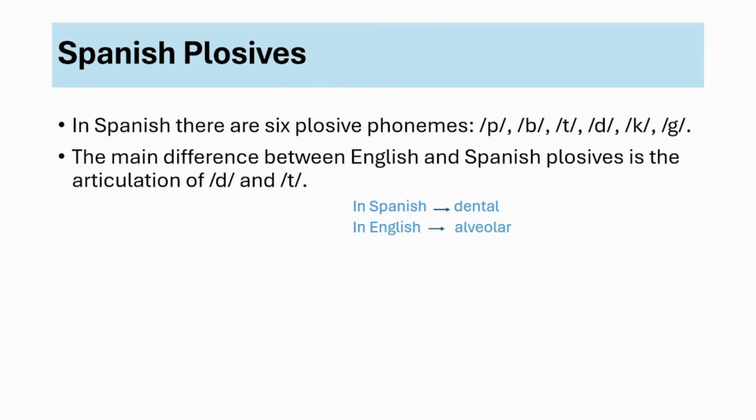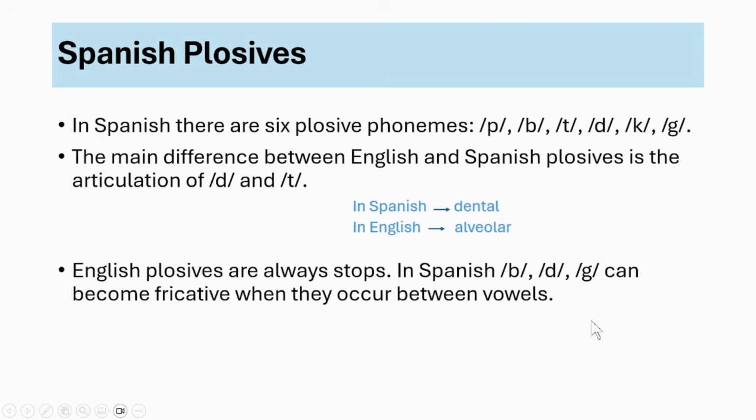Day. Another difference is that English plosives are always stops. It means that there is a complete constriction, obstruction to the airflow. But in Spanish, b, d, g, the voiced plosives, can become fricatives when they are between vowel sounds, as in these examples. Aguja, dedo, bebé. We don't say aguja, dedo, bebé as stops. We say them with fricatives. So these sounds are realized as fricatives. These are allophonic variations.